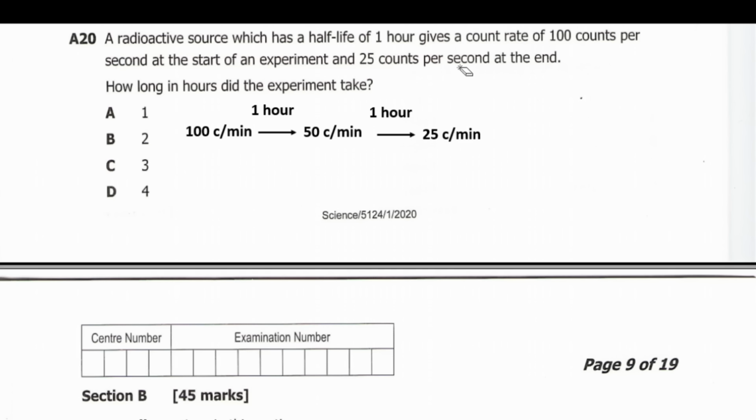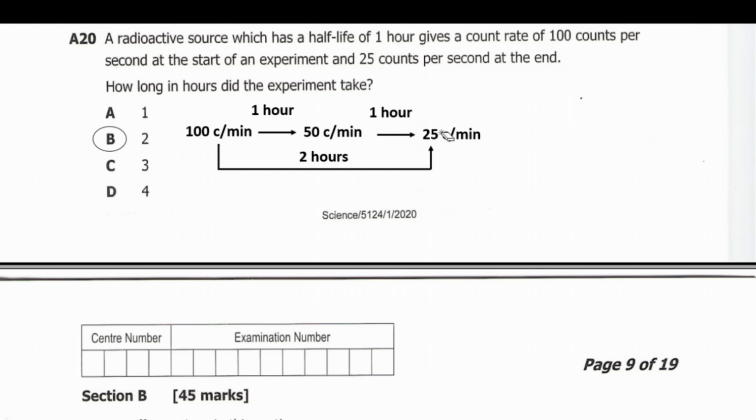Then the question now is saying, how long in hours did the experiment take? So now they want the total time from the beginning to the end, the total time it took to move from here up to here. So you have this time to move from here to here, plus this time to move from here. So you add here total, which will be 1 hour plus 1 hour, which will be 2 hours. So your answer is 2 hours, which will be B.